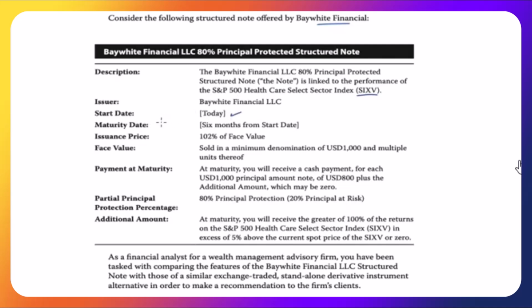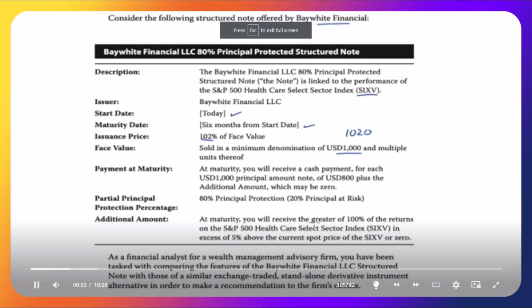Start date today, maturity date 6 months from now, issuance price 102% of face value. Here's our face value, 1,000, so we must pay 1,020 since it's being issued at 102% of its face value. At maturity, you will receive a cash payment for each $1,000 principal amount note of $800 plus the additional amount, which may be zero.